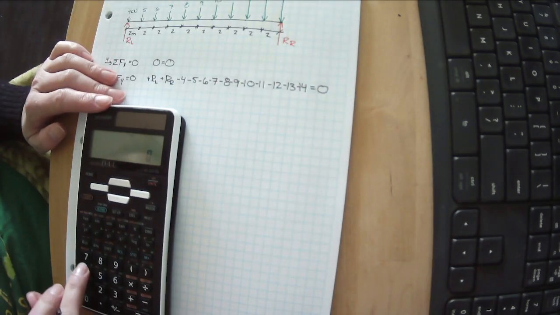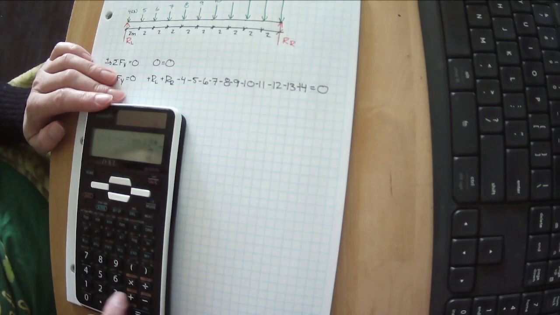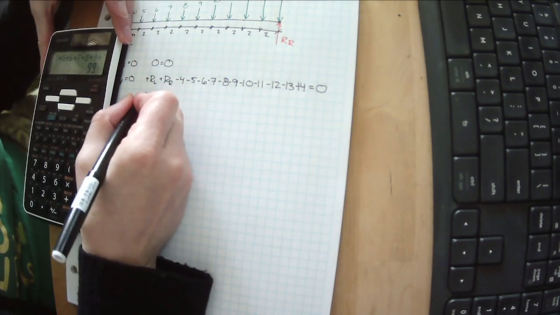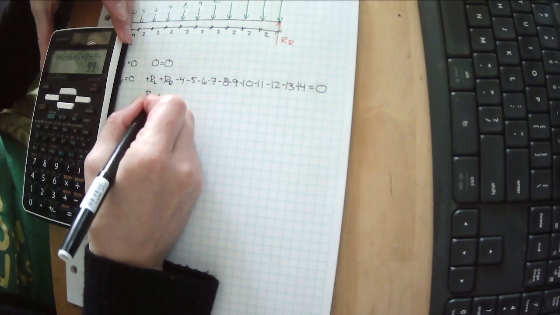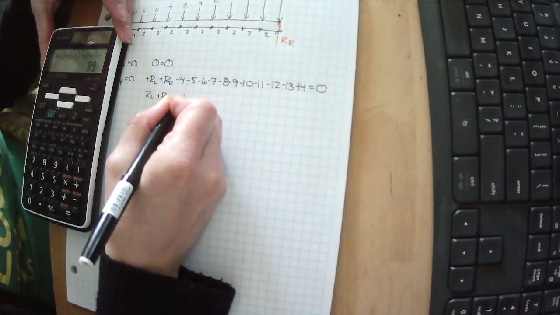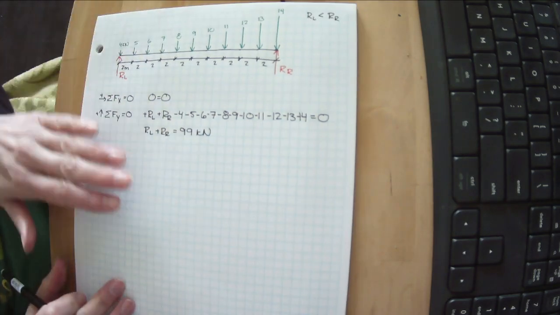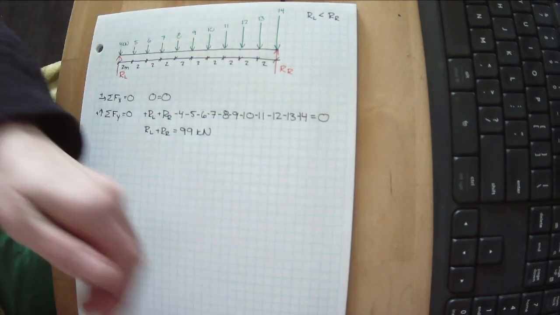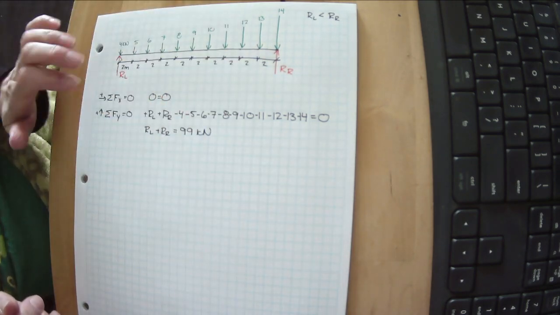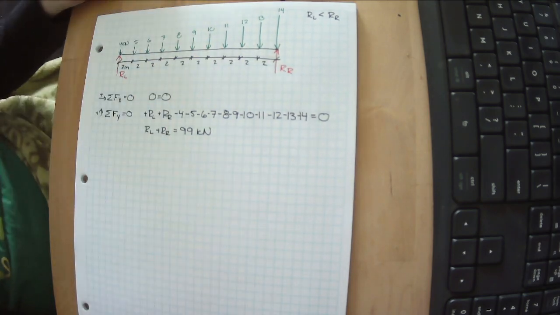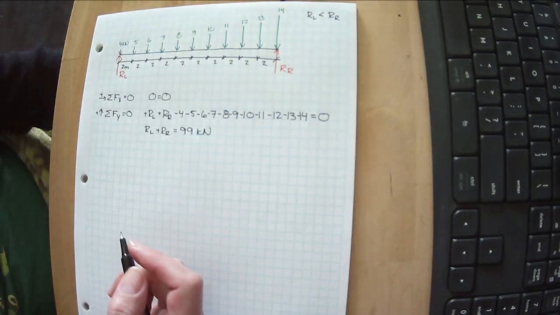All right, 4 plus 5 plus 6 plus 7 plus 8 plus 9 plus 10 plus 11 plus 12 plus 13 plus 14 equals 99. Bring that over to the other side. We don't know anything about RL and RR, but we know the two of them added up equals 99 kilonewtons. We know that the entire force pushing downwards is 99 kilonewtons. So some combination of RL and RR need to equal 99 kilonewtons. But we don't know what that is.